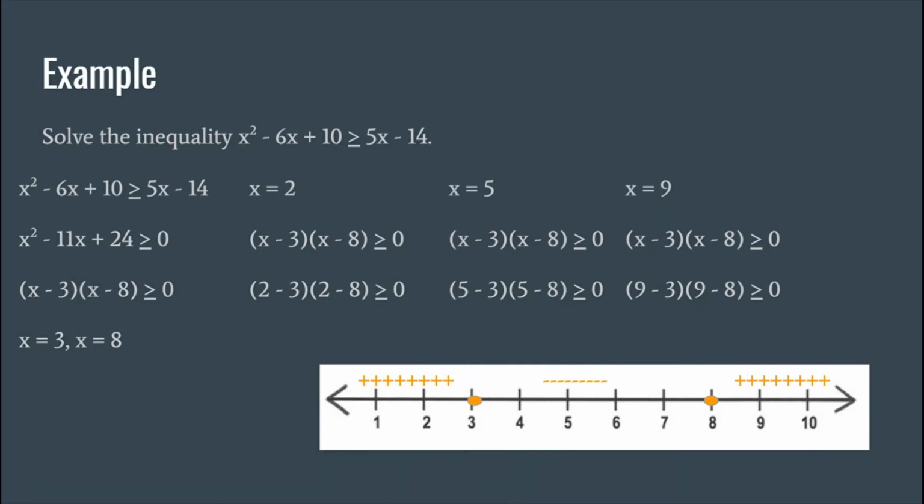So, if you remember how to write interval notation, it's always smallest to biggest. So smallest in this case is negative infinity to 3, and then 8 to infinity. And since it's broken, we're going to have to use the union symbol. So it should look something like this. And we use the brackets because 3 and 8 are included in our answer because it's greater than or equal to. If it was just greater than, we'd use parentheses.